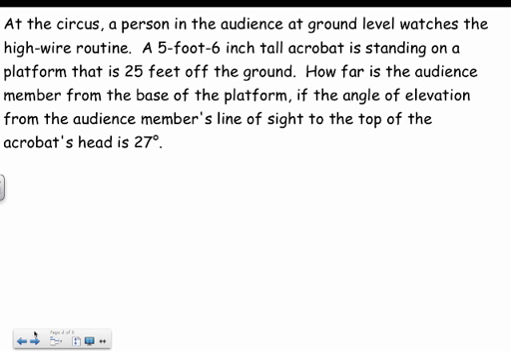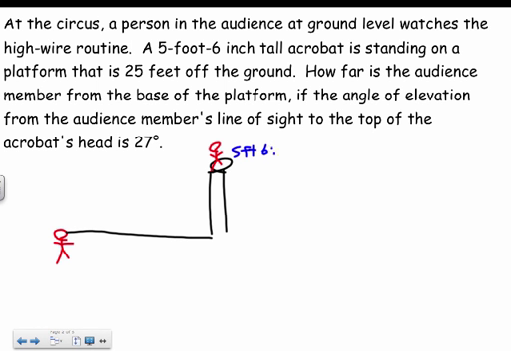Okay, so let's just draw ourselves a little picture. So I got a person watching this acrobatic act right here. And from their eyes, there's a platform way over here. So let's draw this little platform, just kind of like this. And then we got another person, an acrobat, standing up on this platform, right there. Well, it says that the person is 5 feet, 6 inches tall. Okay, so I know this person is 5 feet, 6 inches.